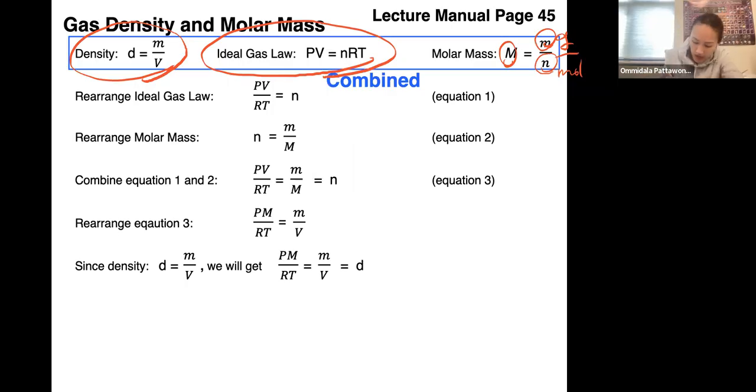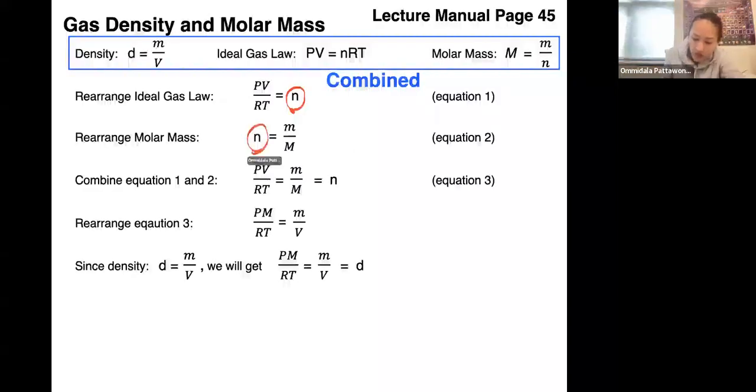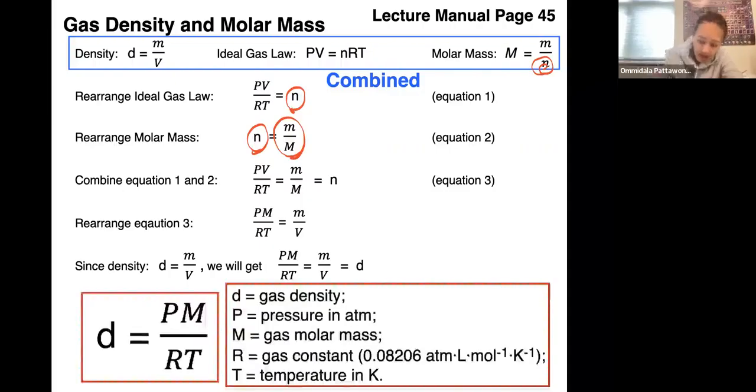pretty much what you are doing here is starting with the ideal gas law, and you move everything so that the number of moles is by itself. Then you replace the number of moles. If you're looking at this, this is the number of moles here. If you rearrange, the number of moles is equal to mass over molar mass. If you do all this rearrangement, what I want you to take away from this is this equation right here.